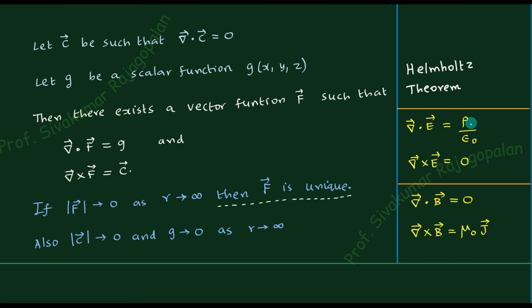So this is a scalar function. Rho is a function of x, y, z, and of course it is a function of time also in the dynamic situation. But anyway, rho is a function of x, y, z, and epsilon naught is a constant. So everything is a scalar function. That means g is a known function to you. It is already known to you.